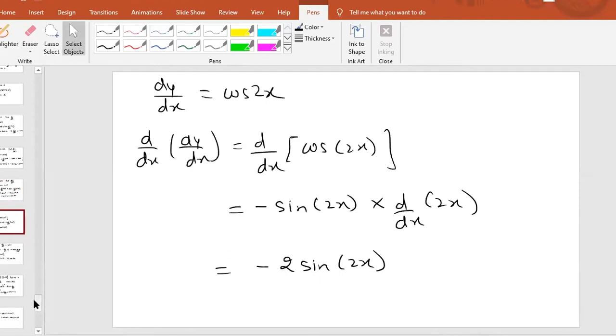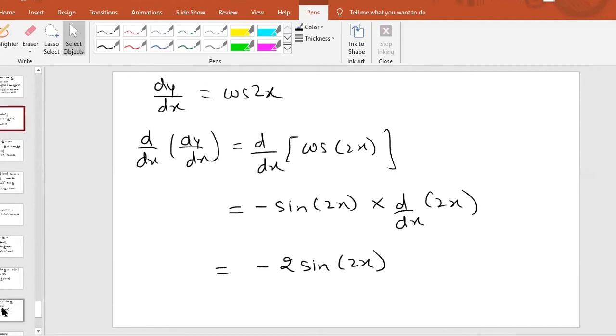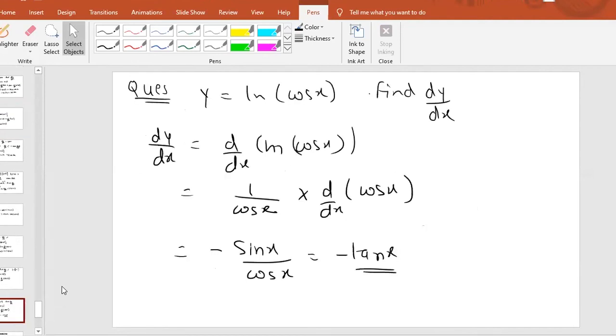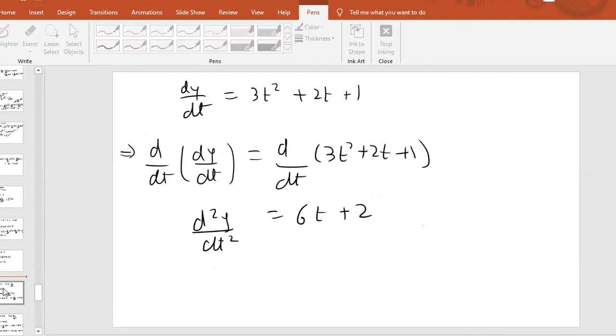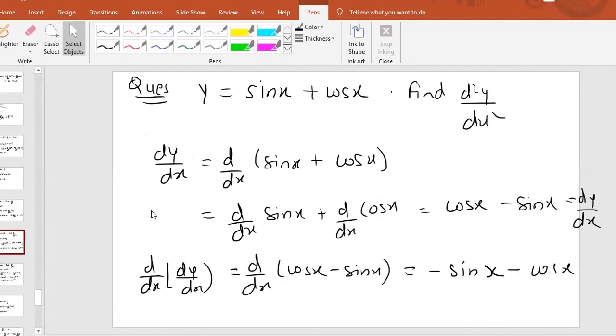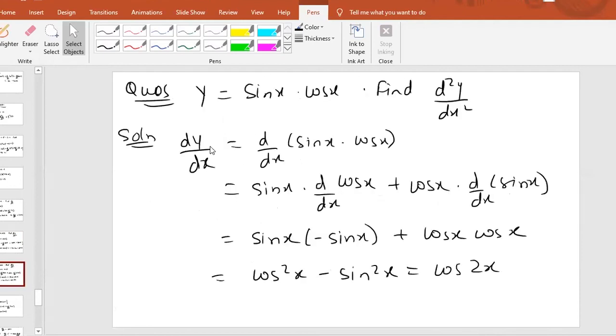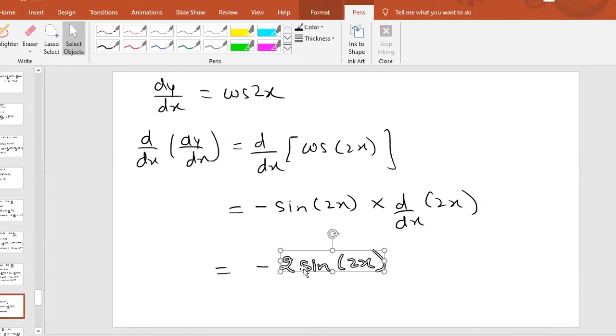Did you all understand or not? The problem which we have left there, this one problem, the answer for that problem was minus 2 sin 2x. Okay, fine.